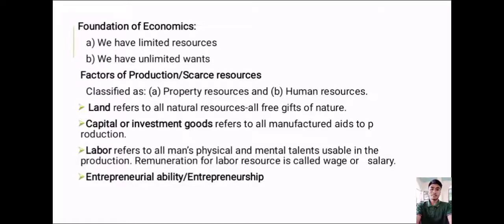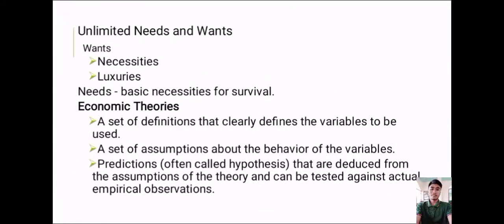Remuneration per labor resource is called wage or salary. Then there is entrepreneurial ability, or entrepreneurship. Unlimited needs and wants: first, wants are the necessities or luxuries, and needs are the basic necessities for survival.